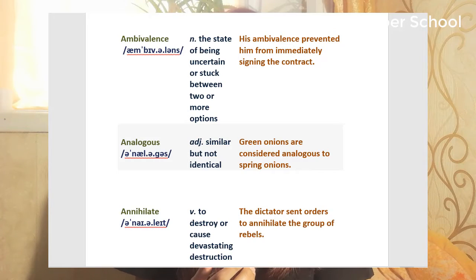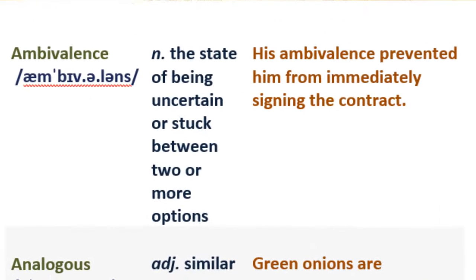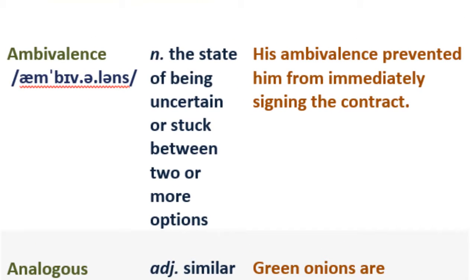The first one is ambivalence. Ambivalence, it's a noun. The state of being uncertain or stuck between 2 or more options. So it will be used as a noun in the sentence. And what kind of situation it is? It is a situation where you're not sure about anything and you're stuck in between options. So you're confused. So let's use it in a sentence.